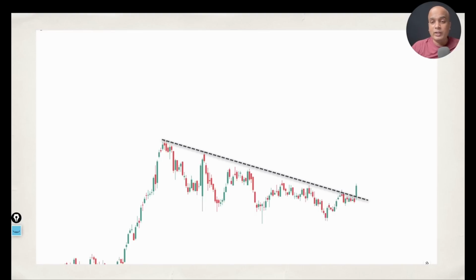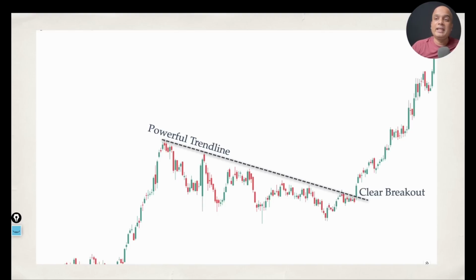Now there is one more example. Once again, this is a powerful resistance trend line, right? Because it connects 1 2 3 4 5 6 7 peaks actually. So this is a powerful trend line, and the breakout is also very clear, right? There is a clear-cut breakout, and hence it gave a very big move on the upside.